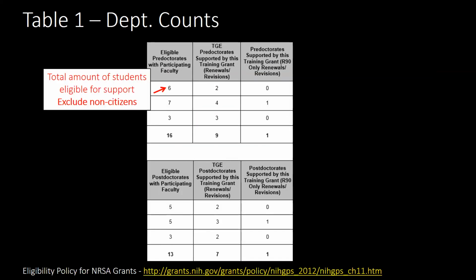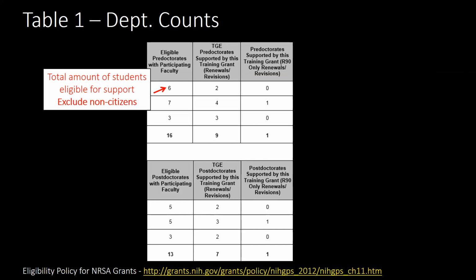So the last part of the table, because it goes on and on and on, is how many of those are eligible to be with those participating faculty. So this is where we come back to training, what we call TGE, training grant eligibility. And so you're going to exclude any non-citizens here.